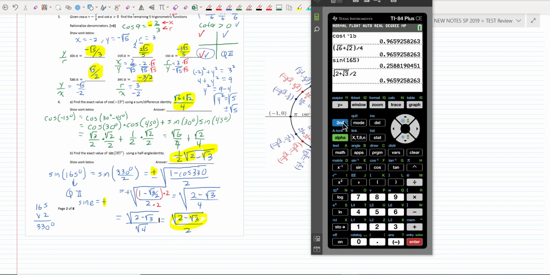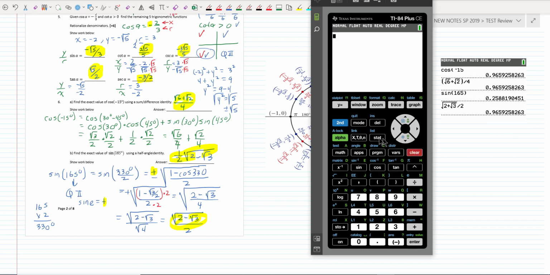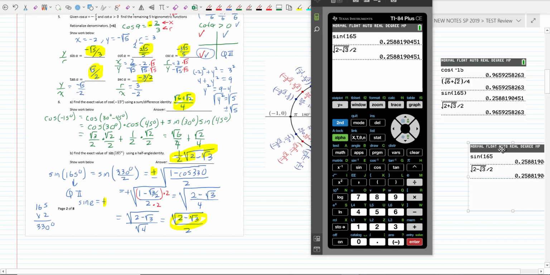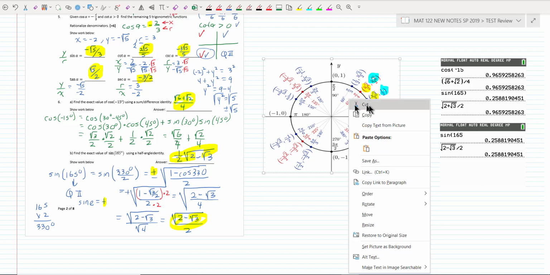So that should check out now. If I move this over here and go sine 165, now our answer was the square root of 2 minus the square root of 3, close parentheses, divide by 2, and that's the same. Okay, now we got it. So you can check and verify. You can catch little mistakes like that pretty easily on these problems. Okay, so that will wrap that up.